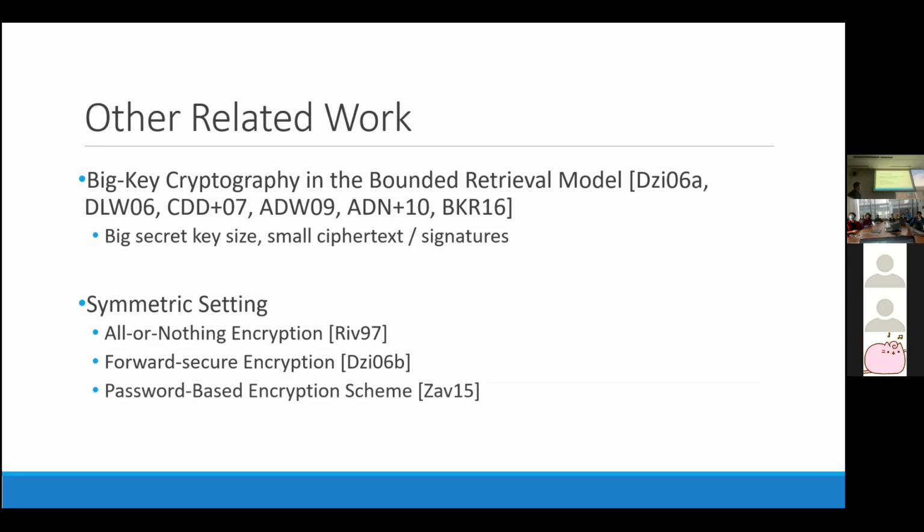And following up on the all-or-nothing encryption, Zavarucha built a password-based encryption scheme, which is later shown that if you combine it together with an external memory hard function, you can have memory hard encryption, which allows you to have large memory bounds even if the block size is small. However, these are all in the symmetric key setting, and it is not obvious how they would carry over to the public key setting.